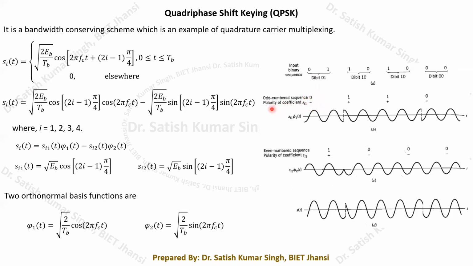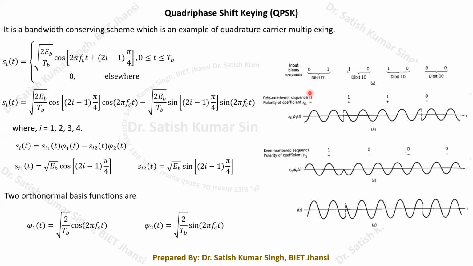So whenever our odd numbered sequence bit is equal to 0, the polarity of the coefficient Si1 should be negative. Similarly, whenever it is 1, it should be taken as positive. Try to first understand this convention. So we have this odd numbered sequence 0 1 1 0 that we have taken.